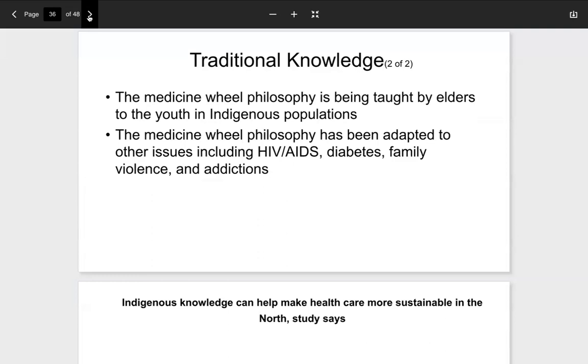And there's actually research where the medicine wheel philosophy has been adapted to certain health conditions. So for example, I'll give two examples. If we're looking at addictions, the way that we would use the medicine wheel philosophy, remember there are four components. So the physical could be the detoxification that the client has to go through.